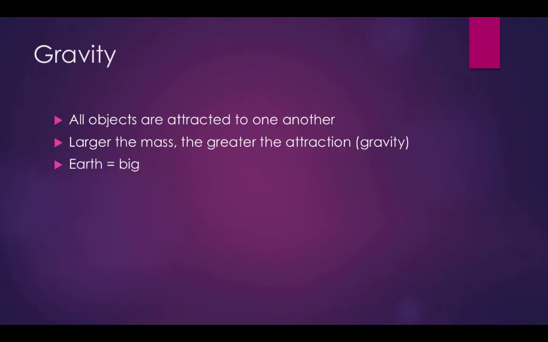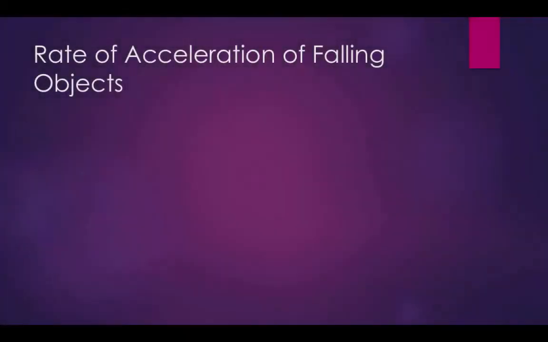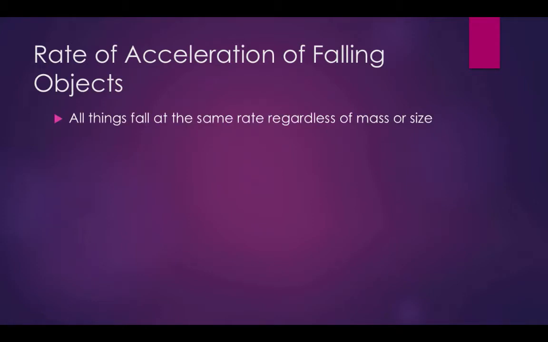The Earth is the biggest thing on Earth, and everything else is relatively small. So all objects on Earth are attracted to Earth. This is called Earth's gravity. Earth's gravity makes it so that all objects near the surface of Earth fall at a constant rate of acceleration. This is true regardless of the object's shape, size, or mass.